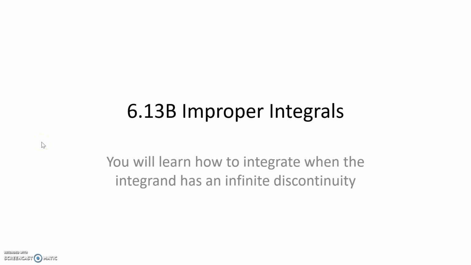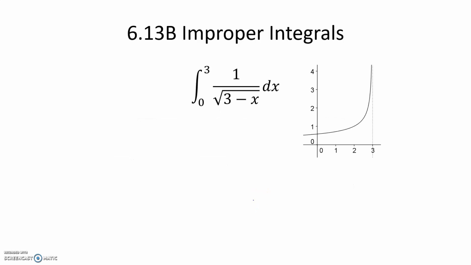The second skill in section 6.13 is about trying to integrate across an infinite discontinuity. So one way to have an improper integral is that you're trying to take an integral out to infinity. And the other way of having an improper integral is that you're trying to take an integral across an infinite discontinuity. So here's an example of an improper integral that doesn't look improper right away.